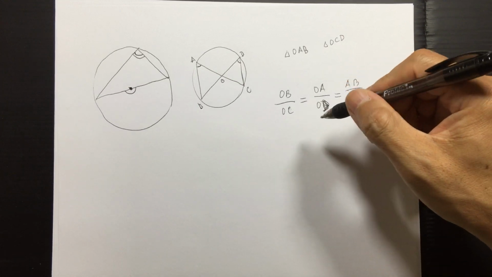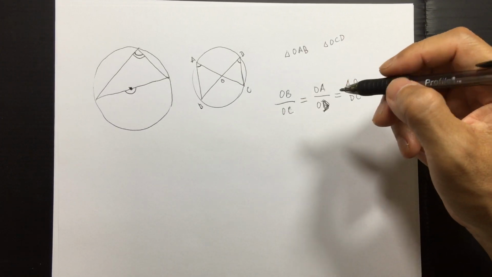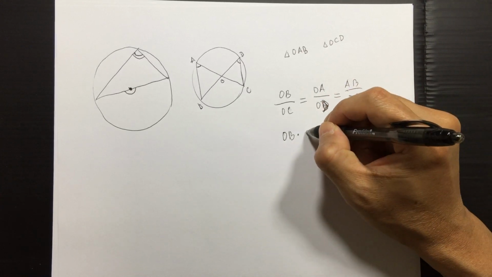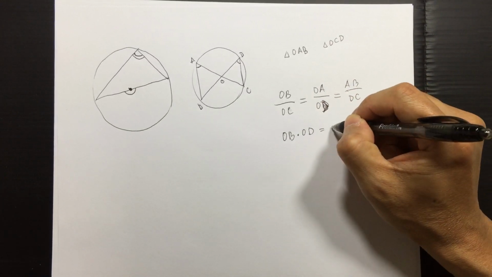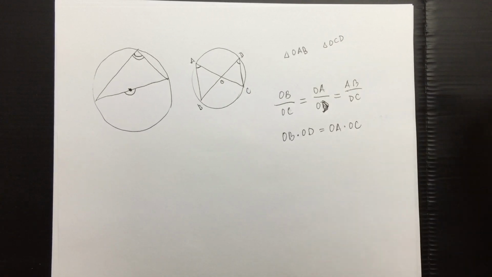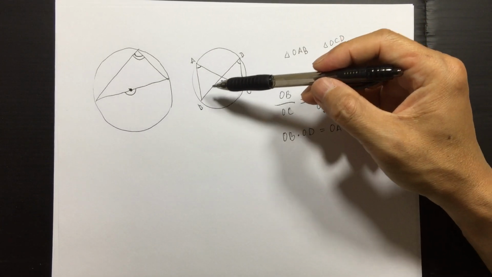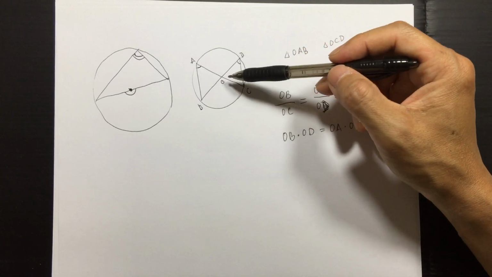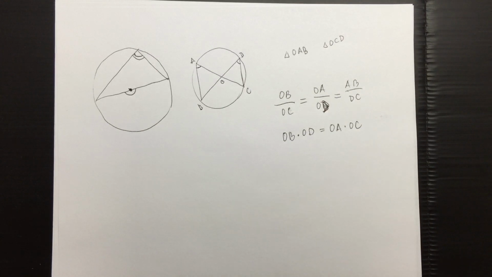Now, we multiply this. Then you see something kind of interesting. OB multiplied by OD equals OA multiplied by OC. That's interesting, isn't it?